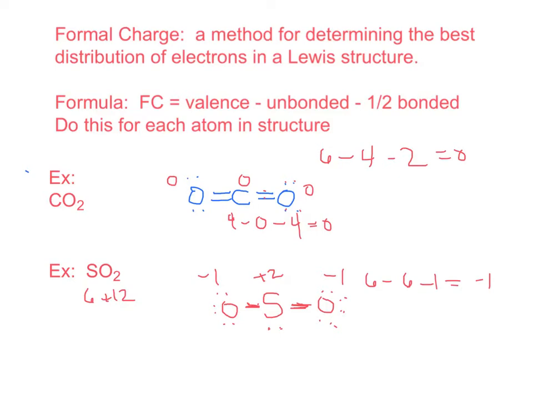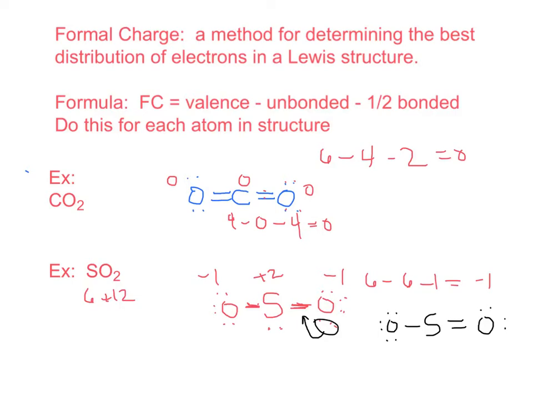So let's redraw that. Okay, I'll switch to black, so we're going to bring in a pair of electrons here like this. So now we're going to have sulfur double bonded to oxygen. Only 2 lone pairs left, single bonded over here to oxygen, and this oxygen will have 3 lone pairs.